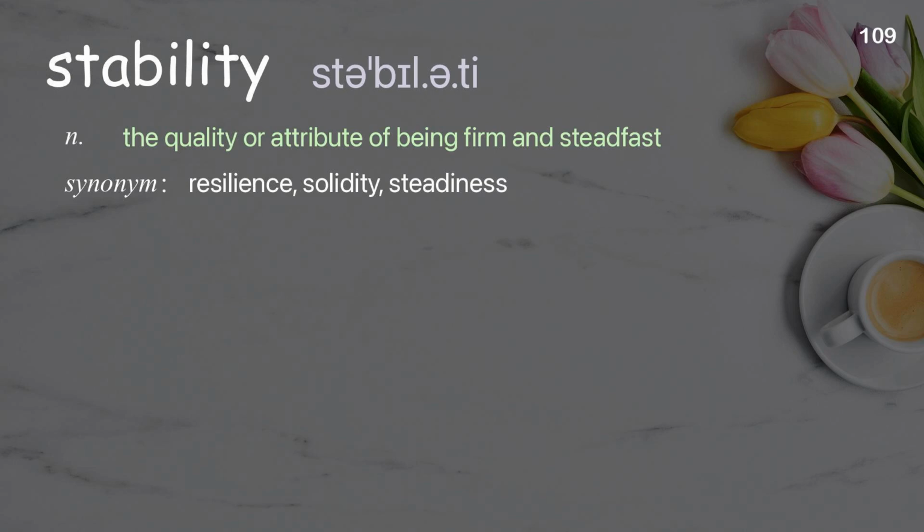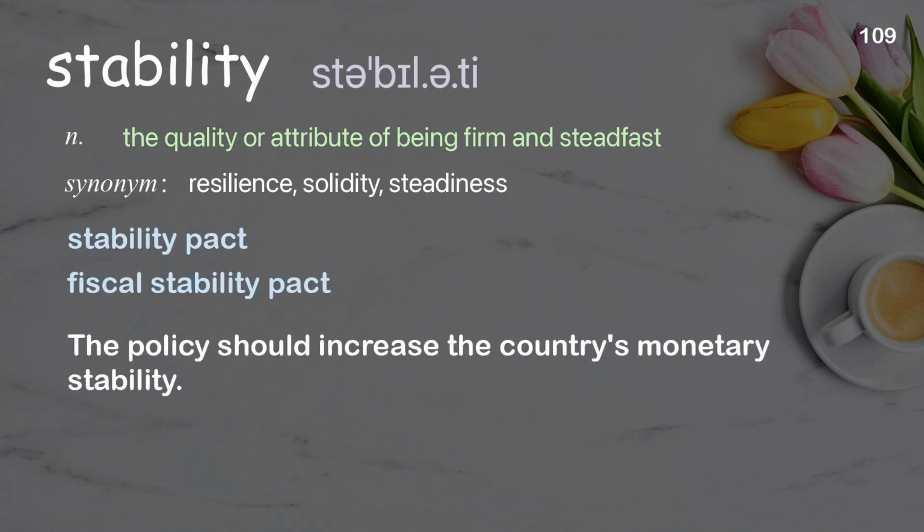Stability. The quality or attribute of being firm and steadfast. Examples: Stability Pact. Fiscal Stability Pact. The policy should increase the country's monetary stability.